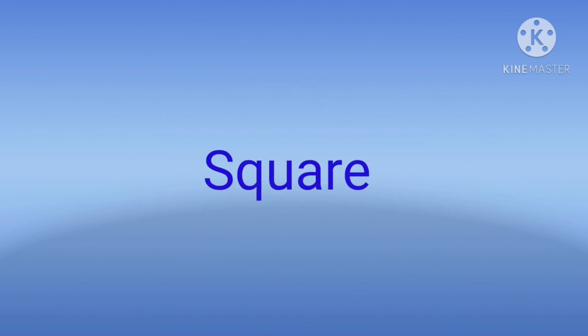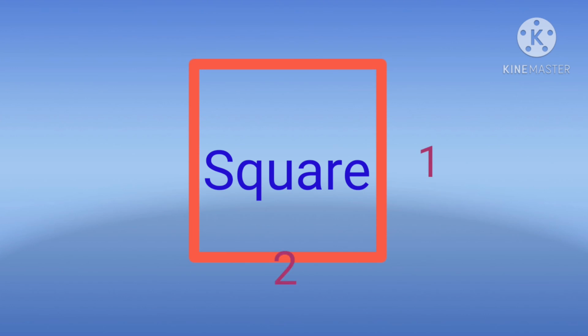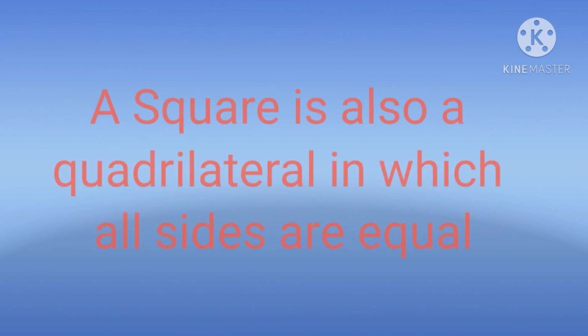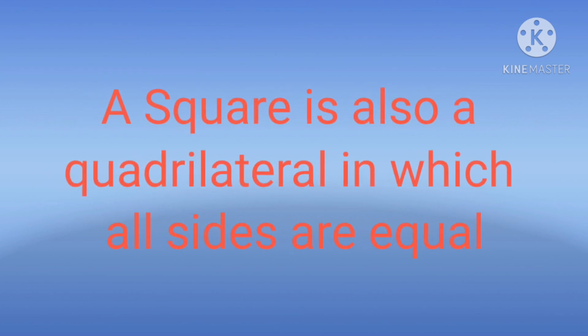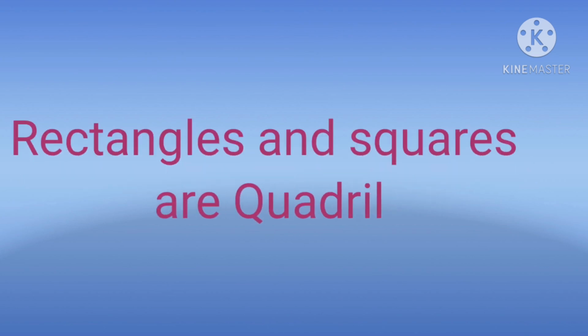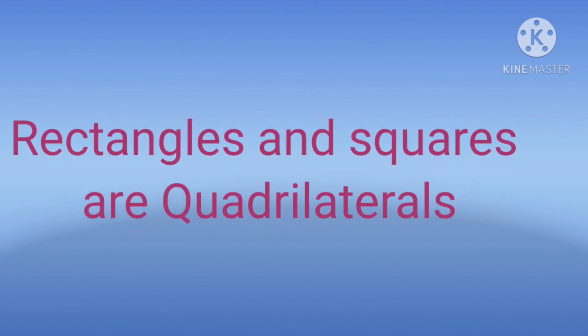Now, what about a square? How many sides does it have? Yes, it has 4 sides, isn't it? So, a square is also a quadrilateral in which all sides are equal. So, rectangles and squares are quadrilaterals.